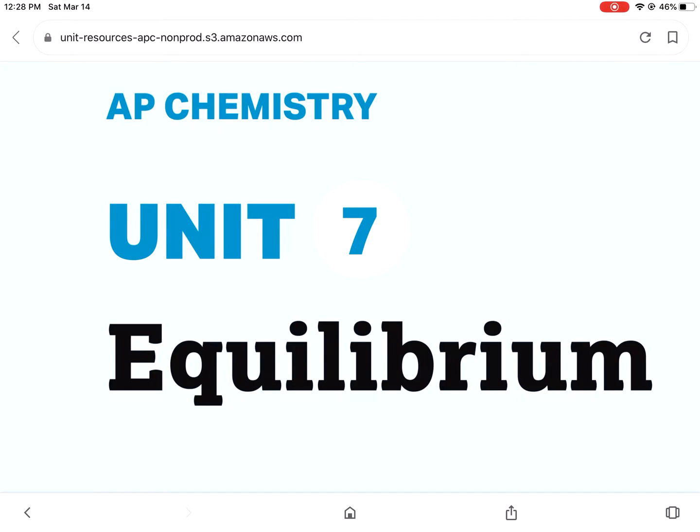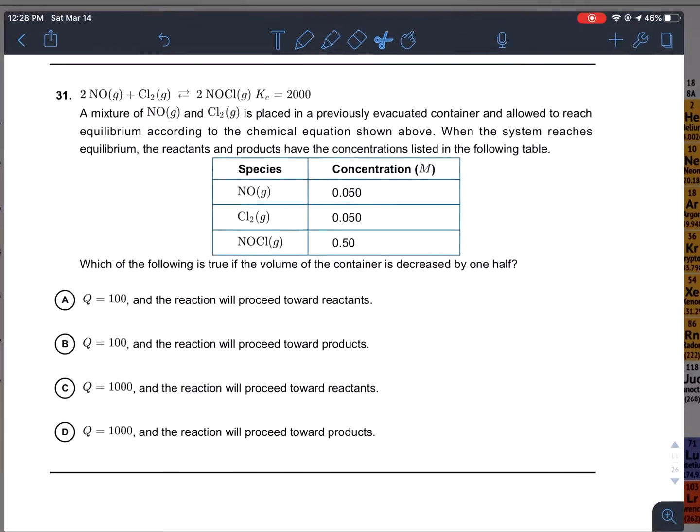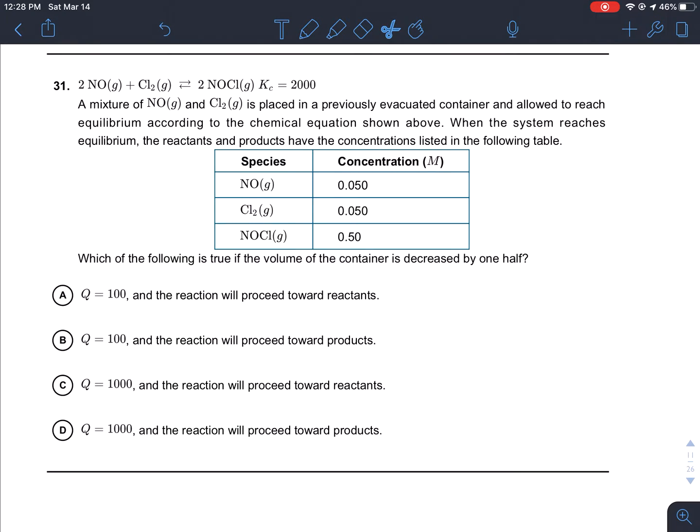Unit 7, equilibrium. We're on question number 31. Let's go ahead and go there. All right, so you have two NOs plus a Cl2 yielding two NOCls, and the Kc is 2000. A mixture of NO and Cl2 is placed in a previously evacuated container and allowed to reach equilibrium according to the chemical equation above. When the system reaches equilibrium, the reactants and the products have the concentrations listed in the following table.